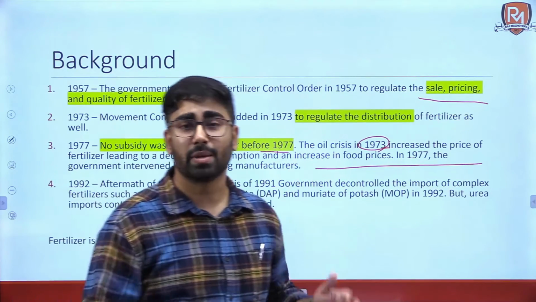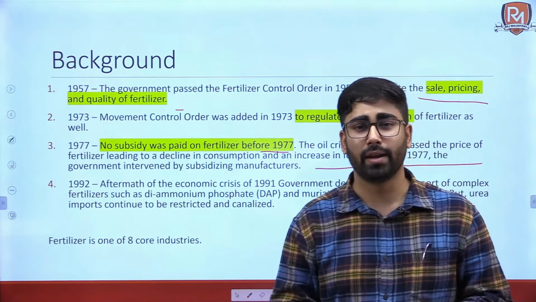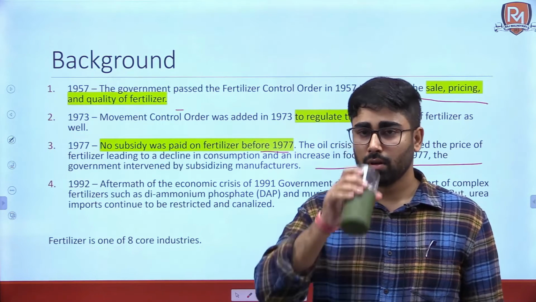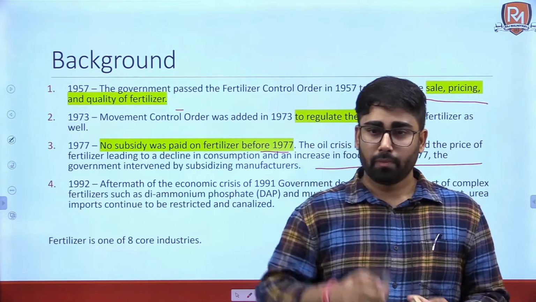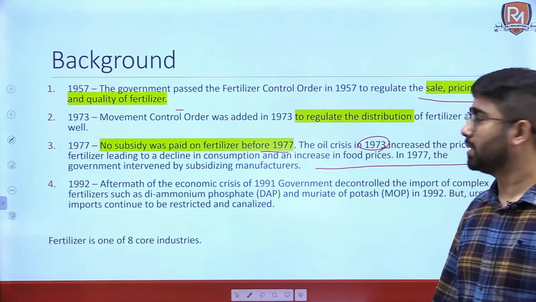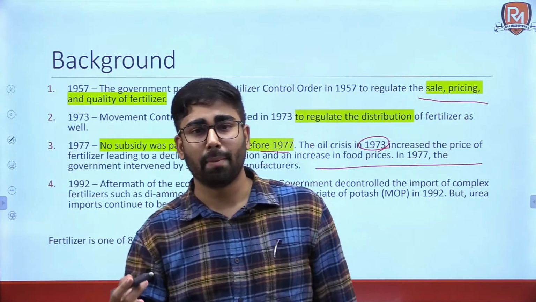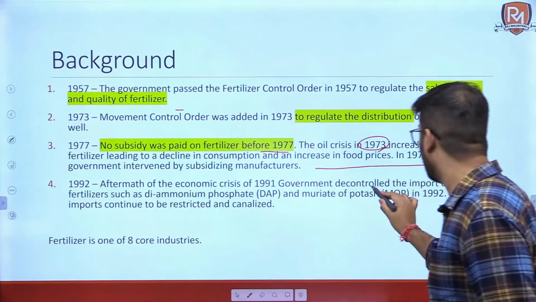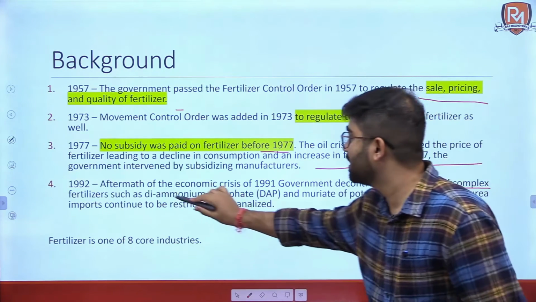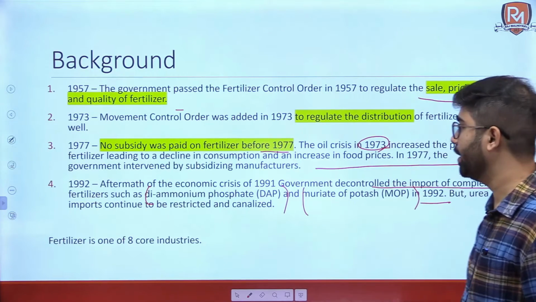1992 आ गया. 1992 किस चीज के लिए फेमस है? 1991 में क्या हुआ था? क्या आया था? कौन से रिफॉर्म्स हुए थे 1991 में? प्लीज टेल मी इन द चैट बॉक्स, कौन कौन से रिफॉर्म हुए थे? एलपीजी रिफॉर्म्स, लिबरलाइजेशन शुरू हुआ 1991 में, ठीक है. उसके बाद गवर्नमेंट ने क्या किया? डी कंट्रोल कर दिया इंपोर्ट ऑफ कॉम्प्लेक्स फर्टिलाइजर सच एज डीएपी, सच एज म्यूरिएट ऑफ पोटैश इन 1992.